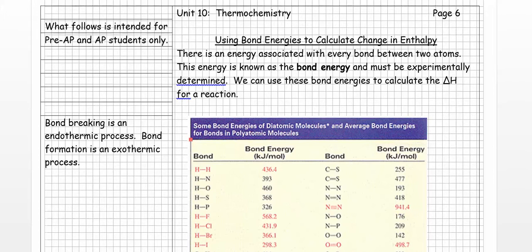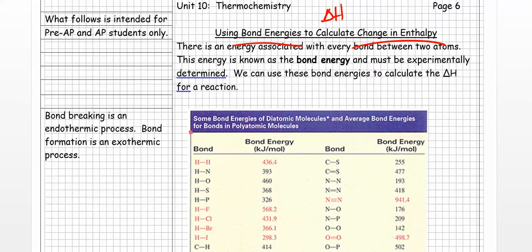So here we go. Using bond energies to calculate changes in enthalpy. Now we've said that the change in enthalpy can be symbolized by this delta H. And if it was positive, it was endothermic. If it was negative, it was exothermic, right? But I want to talk a little bit about how these numbers are arrived at. So when somebody says that the delta H for a chemical reaction is minus 437.6 kilojoules of heat, where does that number come from? Well, as it turns out, it comes from something called bond energies, and that's new today.